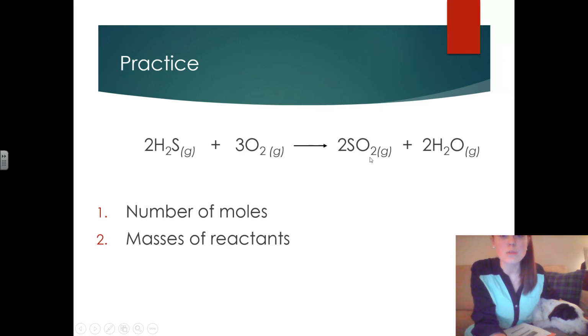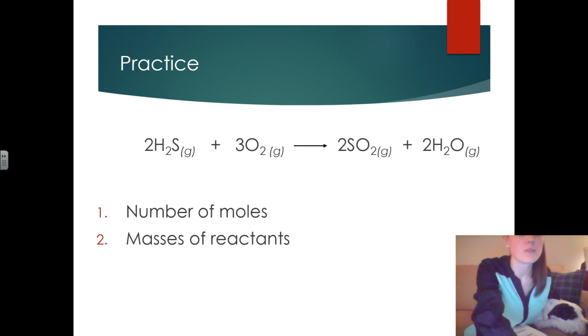So I want you guys to pause here. Pause the video, take a couple minutes, figure this out with somebody sitting around you, and then we'll go over the answer together in just a minute. So pause the video here. You guys can work out this chemical equation in number of moles as well as masses of reactants.